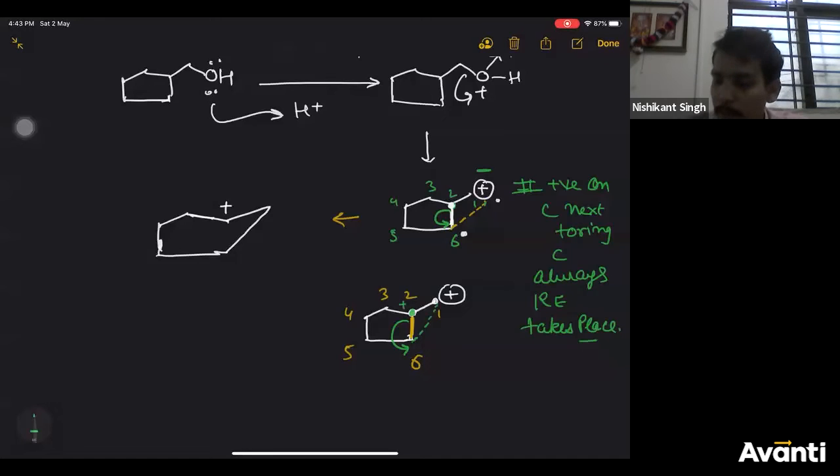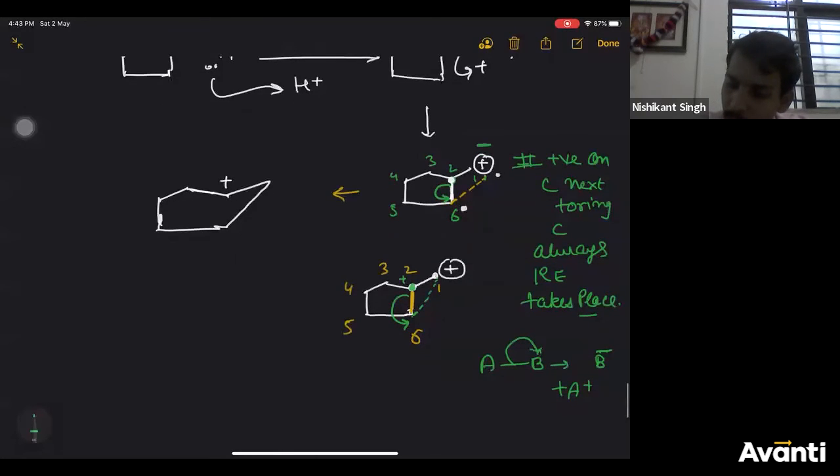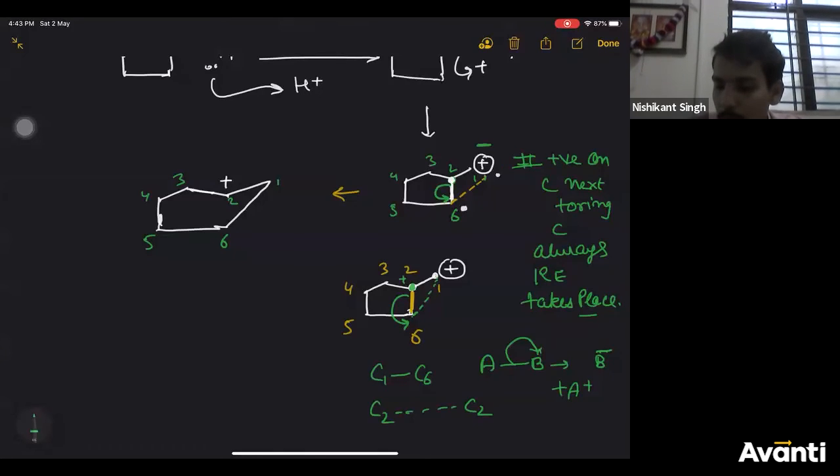Positive charge, right? Because if there is a bond like this and you break it like this, the arrow carbon gets negative charge, the non-arrow carbon gets positive charge, right? Now, see carefully what happens then. This is 1, 2, 3, 4, 5, 6. So the bond between C1 and C6 is formed. The bond between C2 and C6 is broken. Correct?